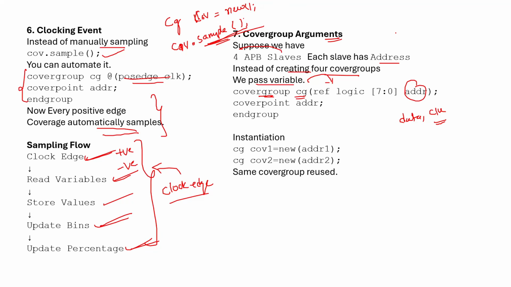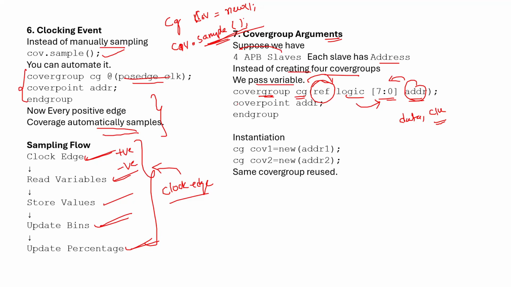Okay, so I don't want to create different address cover groups. So instead of that I need to consider one argument. Inside that I will give some range. So ref logic 7 down to 0 address. This reference will give you different slaves having different addresses. Am I clear?